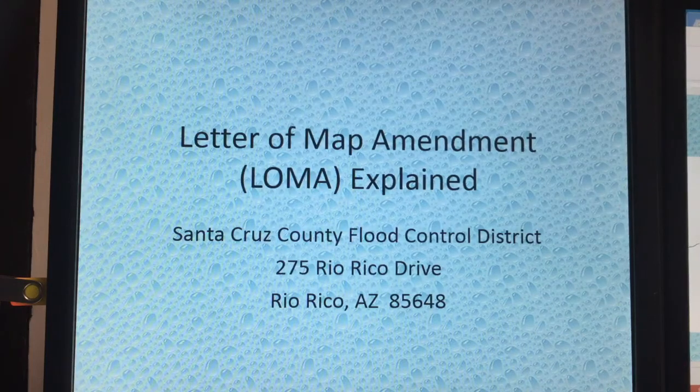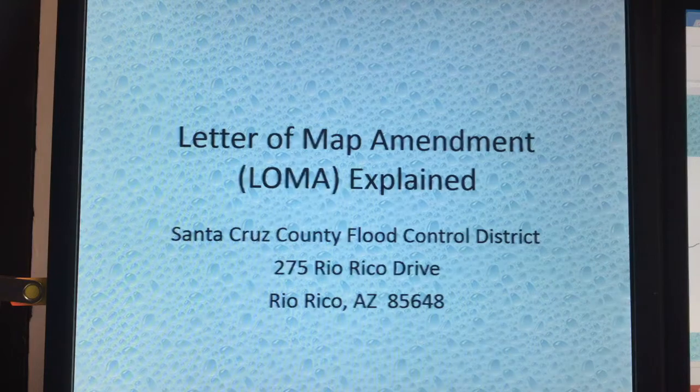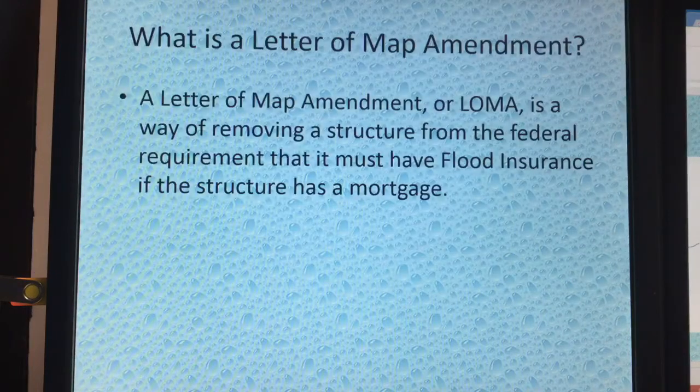Okay, this video is to help people understand what a letter of map amendment or a LOMA is for. So what is a letter of map amendment? A letter of map amendment, or a LOMA, is a way of removing a structure from the federal requirement that it has to have flood insurance if the structure has a mortgage.